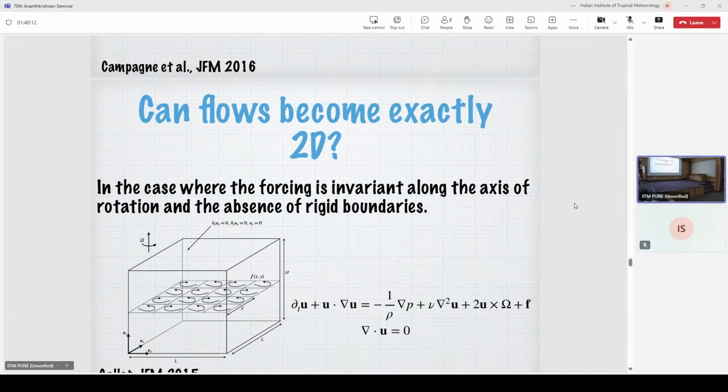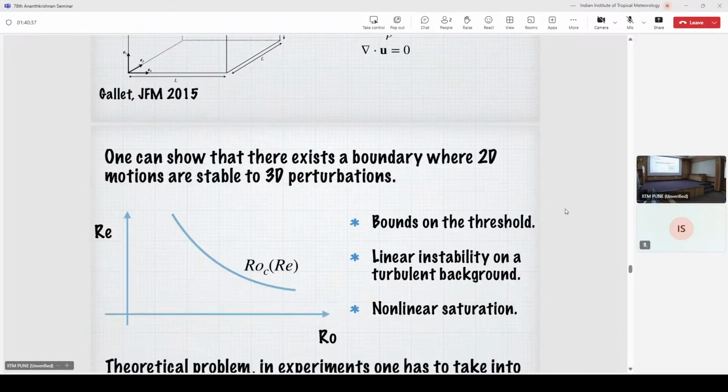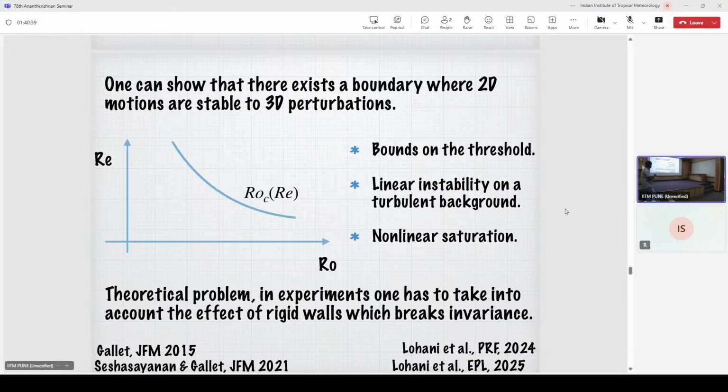And one of the main questions that we look at is, because as you can see it goes from 3D to 2D, can it become exactly two-dimensional? So this is a work that was done by my postdoc advisor, for example, who considered some bounds to show that this particular thing could exist at very, very large rotation rates. And what we did, next slide, is that we actually tried to search if there's such a domain.